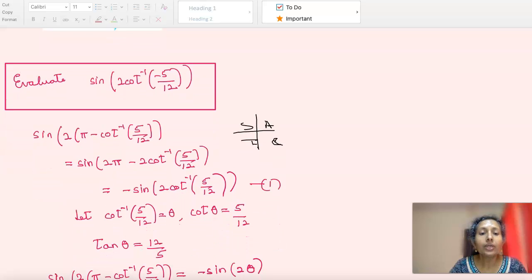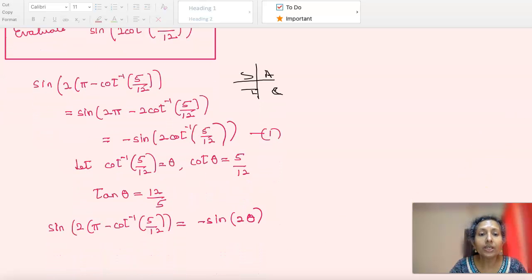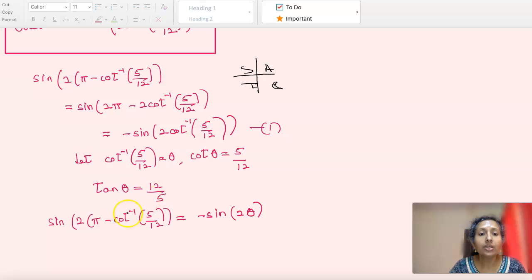And now let cot inverse 5 by 12 be equal to theta. So cot theta will be 5 by 12. Cot theta kya hota hai? 5 by 12 hota hai. So tan theta becomes 12 by 5. And if you take a right angle triangle, so this sine 2 pi minus cot inverse 5 by 12 becomes minus sine 2 theta. And what is minus sine 2 theta? It is minus 2 sine theta cos theta.